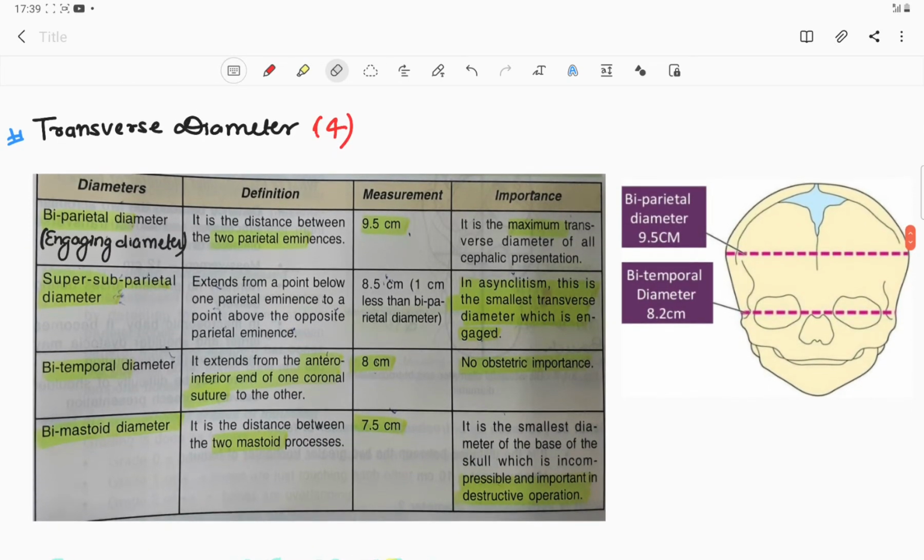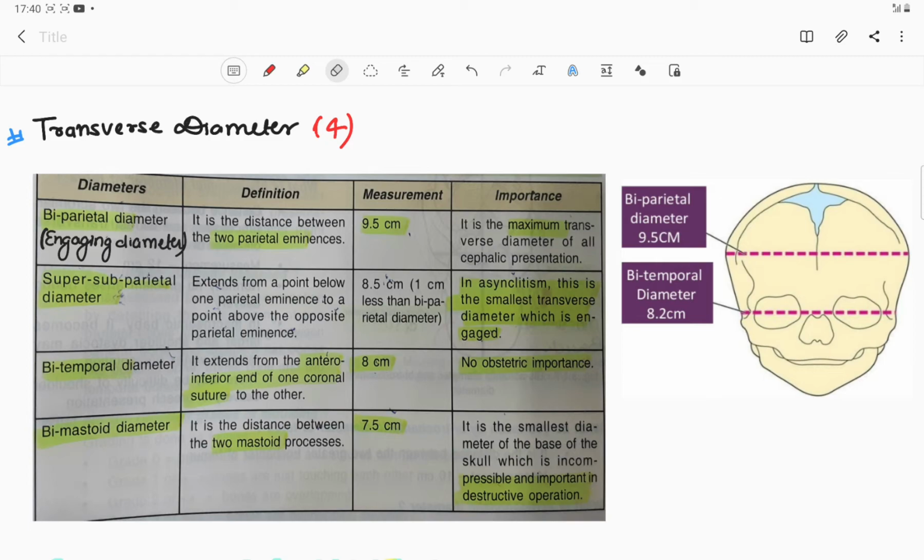Then we will discuss the transverse diameters. These are 4 in number. First is the biparietal diameter. This is the transverse engaging diameter. It is the distance between the two parietal eminences, measuring about 9.5 centimeter. And second is the supersubparietal diameter. It extends from a point below one parietal eminence to the point above the opposite parietal eminence, measuring about 8.5 centimeter. And in anencephaly condition, this is the smallest transverse diameter which is engaged.